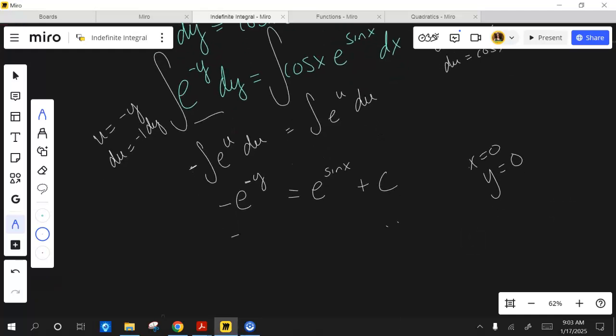Let's see. This is negative 1. E to the, what's the sine of 0? 0. So I got negative 1 equals 1 plus c. C is negative 2.